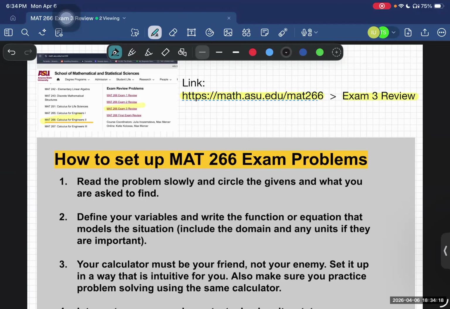So the very first step that we recommend is read the problem slowly and circle the givens and what you're asked to find. Define your variables, and write the function or equation that models the situation. This is just to give you a clear idea of what you are working with. And also include the domain and any units if they are important. For example, if you are asked to find, let's say, volume in any of the questions, you need to remember if it was in centimeter cube, meter cube, or feet cube, or anything else, right?